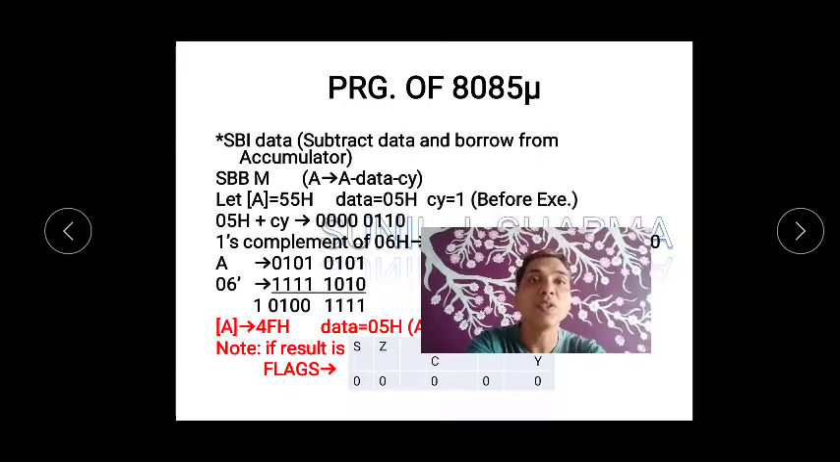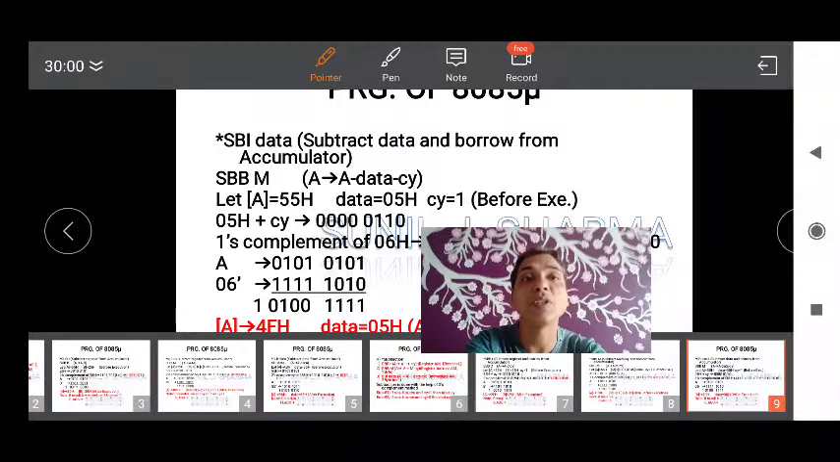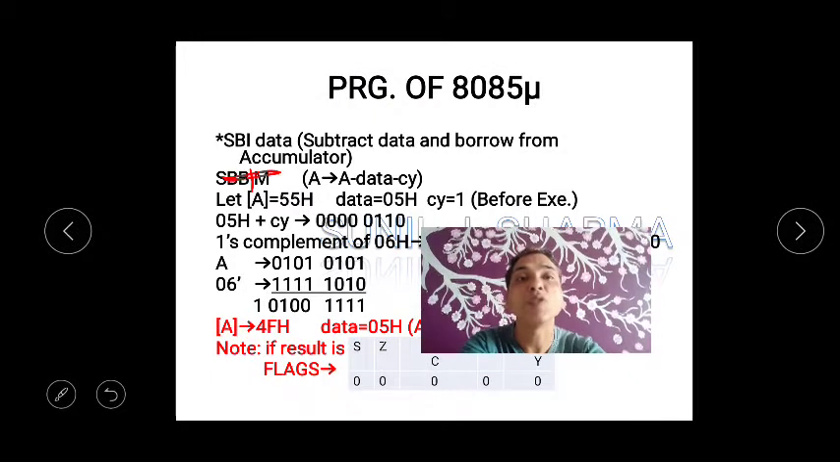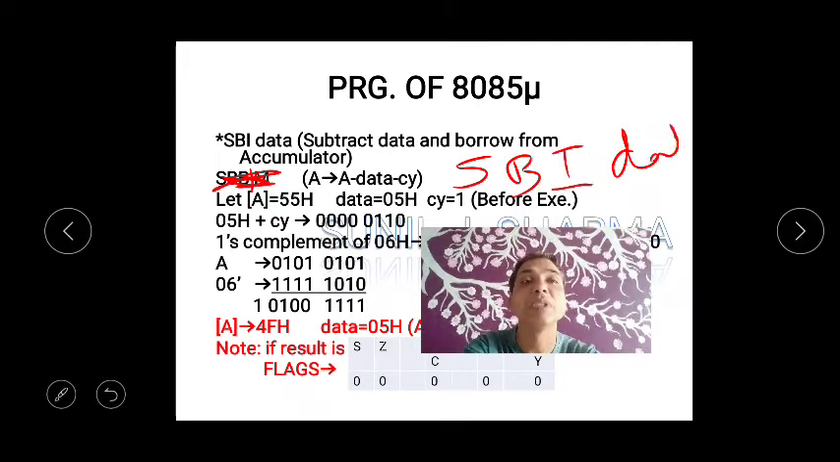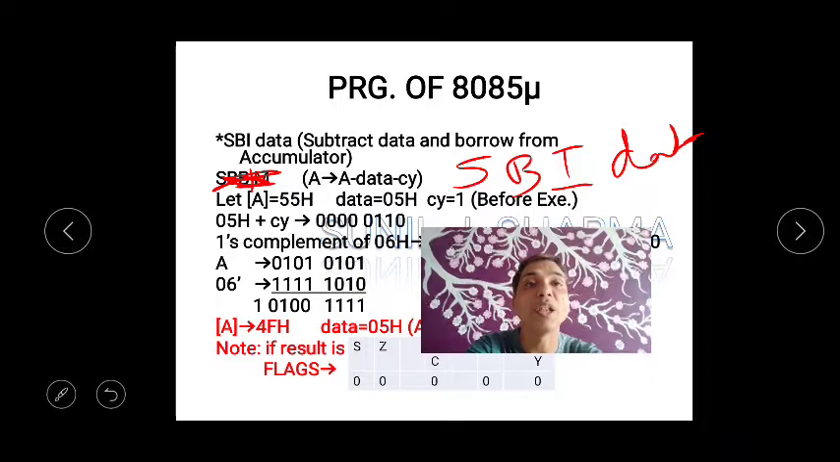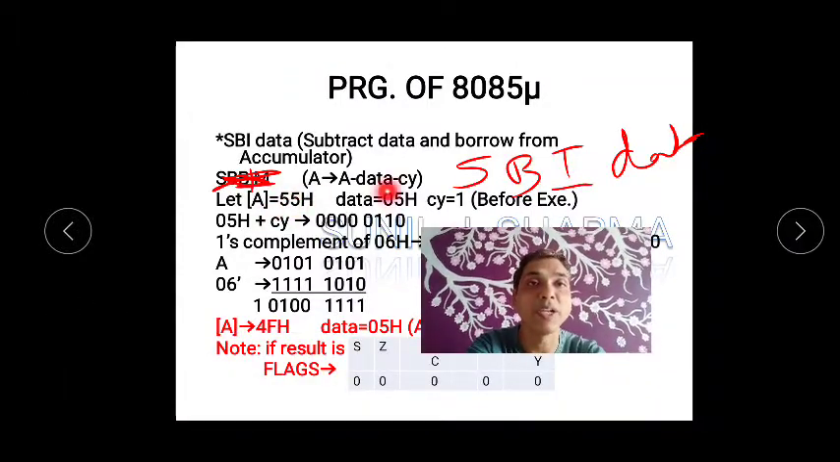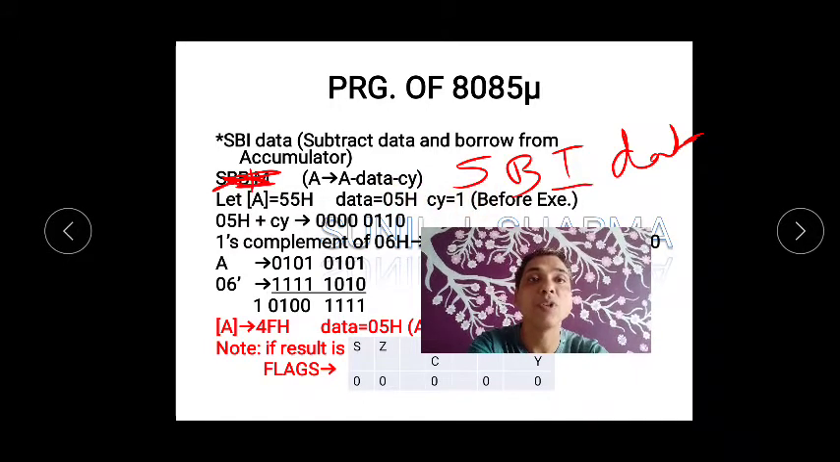Now the last instruction is SBI data, subtract data and borrow from accumulator. So SBB, this is again copy paste, so it has to be SBI data. Okay, so let's take accumulator value. I've made it as 55 only, data is 5 and borrow is 1, so this will become 6. So can you see, this is binary 6.